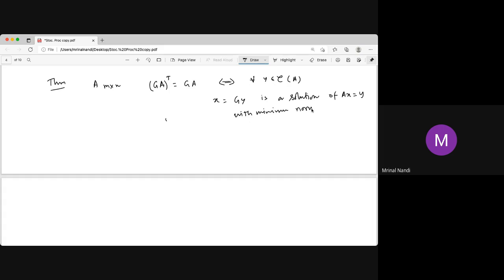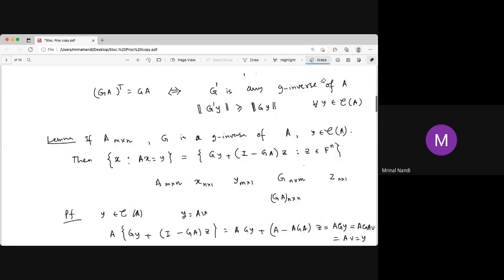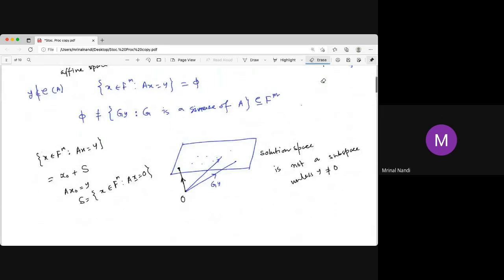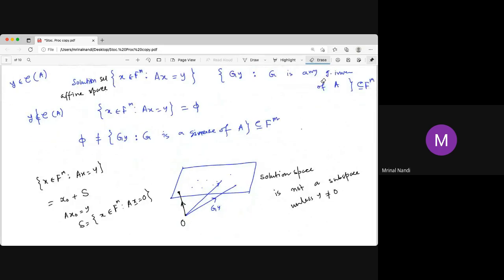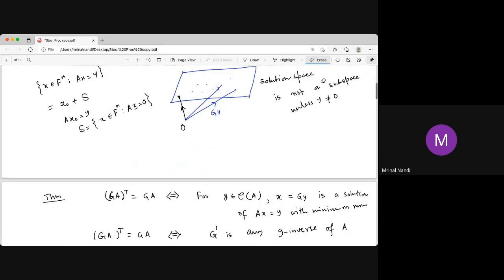This is if and only if, so both sides you have to prove. So what will the proof be? First we prove one direction. This implies: G A transpose equal to G A, then we prove it is a minimum norm. Now we know G A, G y. What about G y? The norm of G y. We have to show that the norm of G y is less than or equal to that. We have to show this is the least thing, that this solution is the least among all.